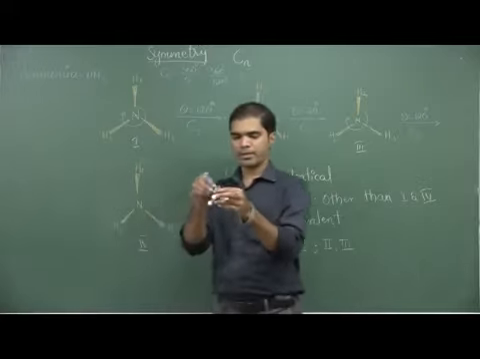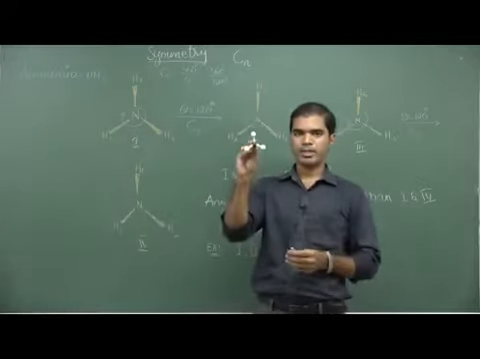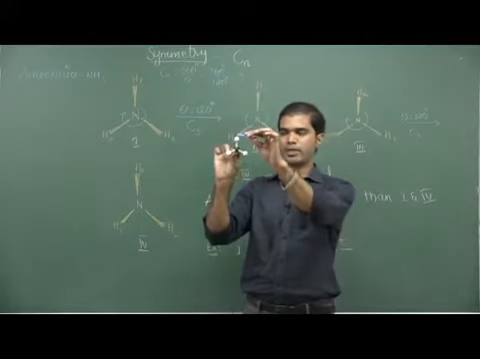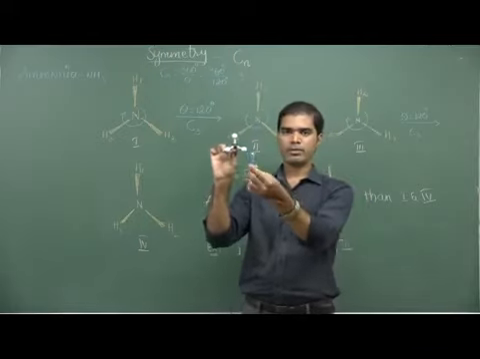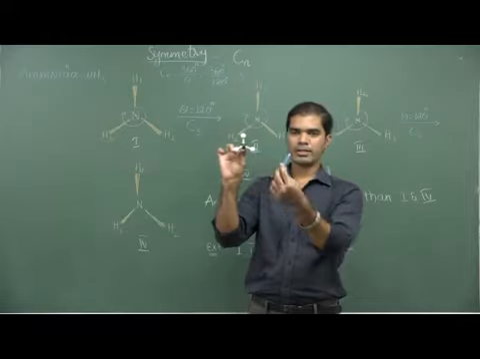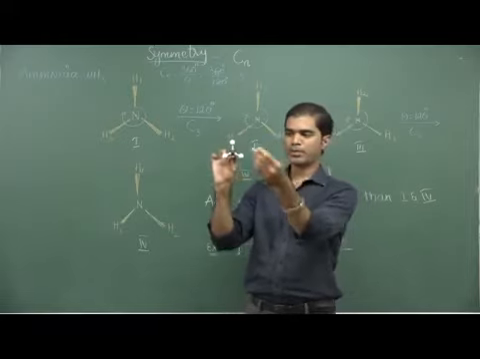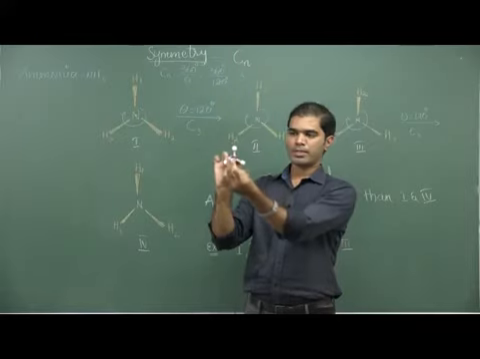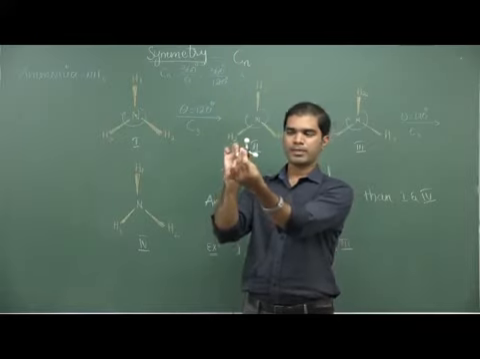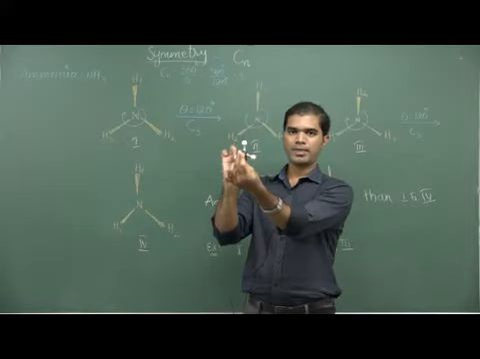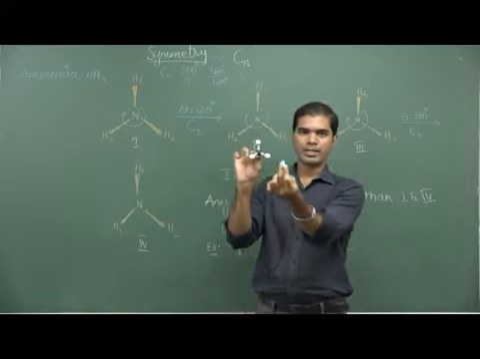I am trying to hold the model in this manner. Hydrogen 1 facing above, 2 and 3 towards your left hand side and right hand side, and all the 3 hydrogens are towards you. This is the rotational axis that we are passing, and I rotate by 120 degree. All these rotational axes are imaginary.